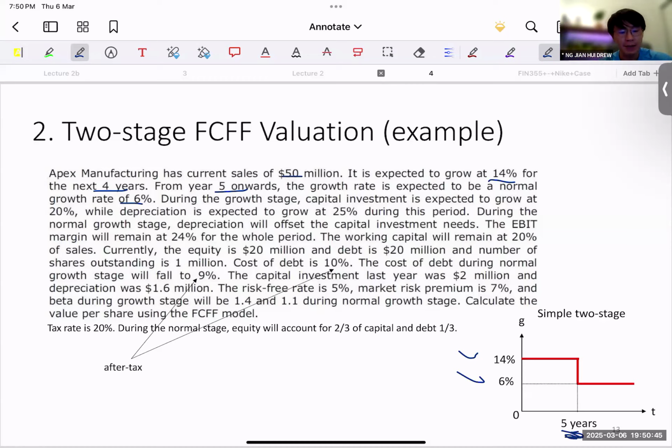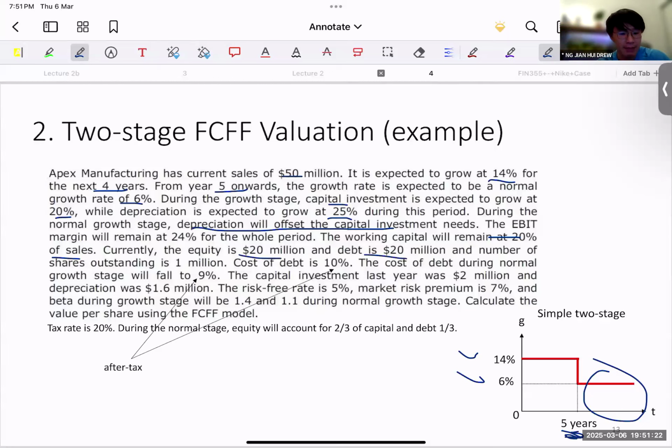During the growth stage, capital investment is expected to grow at 20%. So this is your NCS, while depreciation is expected to grow at 25%. During the normal growth, depreciation will offset. So once it reaches that after the 5 years, your depreciation will offset your capital investment. The EBIT margin will remain at 24% for the whole period, so 24% of the sales, of course. Working capital will remain at 20% of the sales.